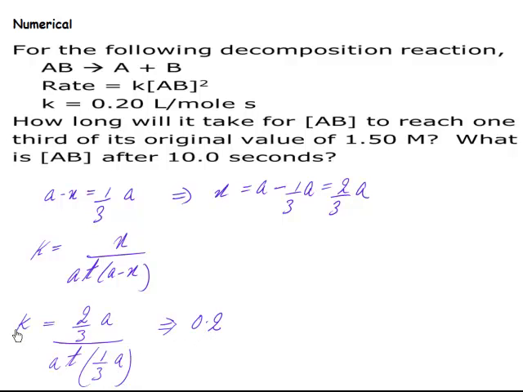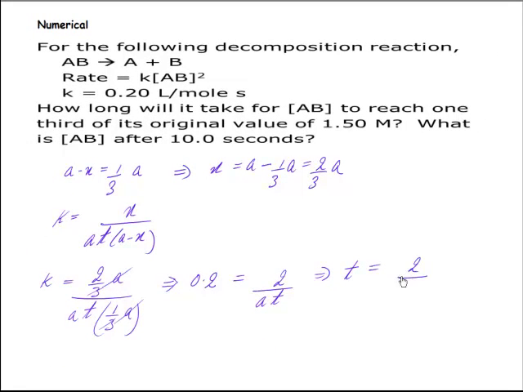Now the rate constant is given to us as 0.2 liters per mole per second, and on the right hand side we can easily cancel out the A in the numerator and the denominator as well as the 3. So what we'll get is 2 upon A into T. The only unknown being T, as we know the initial concentration to be 1.5. This turns out to be 6.67 seconds.